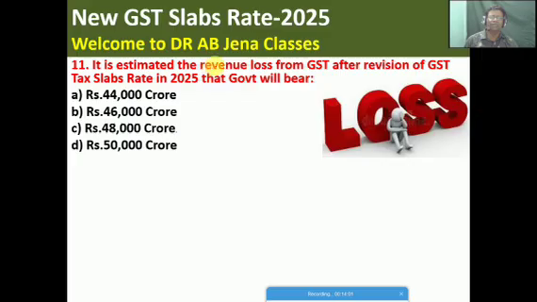Next one friends, it is estimated that after the revision or reforms of the GST tax slab rates in 2025, the government will bear a revenue loss of how much: 44,000 crores, 46,000, 48,000, or 50,000 crores? So friends, your right option is C.